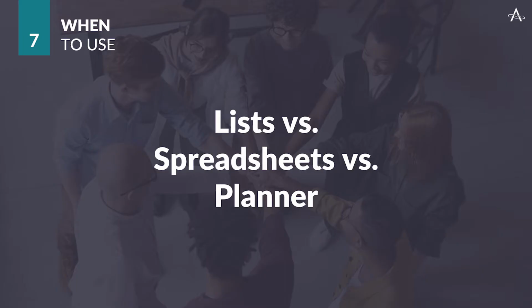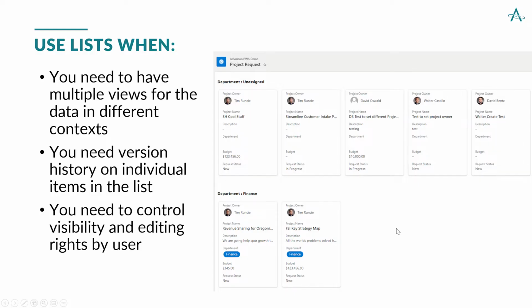So now we want to look at when we might want to use a list versus a spreadsheet or planner. We'll start with lists. You probably want to use a list when you need to have multiple views for data in different contexts. You want to be able to group the data. You want to be able to look at different filtering, look at who things are assigned to, be able to look at different types of different contexts for the data.